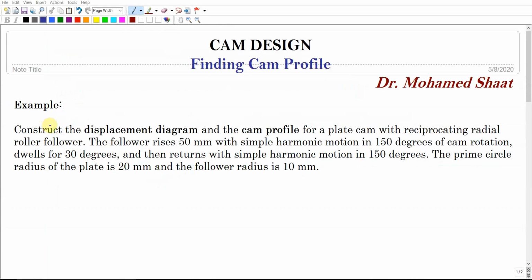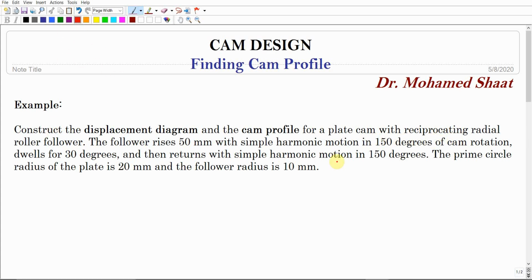Let us consider this example of the cam mechanism where it is required to construct the displacement diagram and the cam profile. So both are required. You have to generate the displacement diagram first, then work on drawing the cam profile, for a plate cam mechanism or a disc cam mechanism, with a reciprocating radial roller follower.